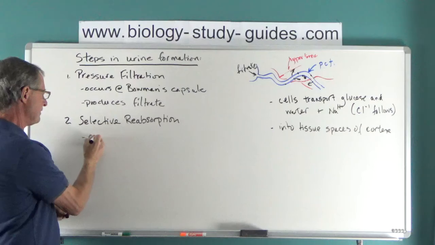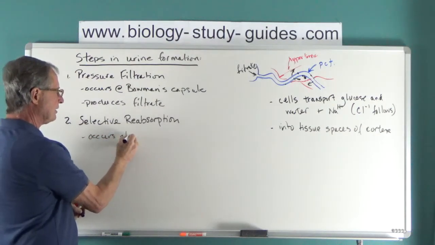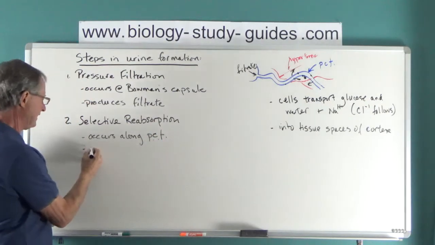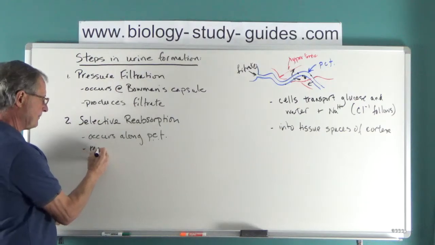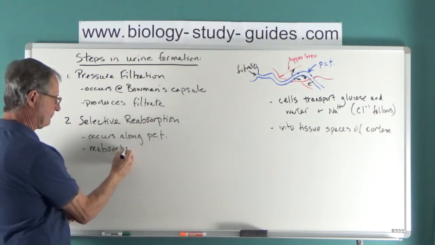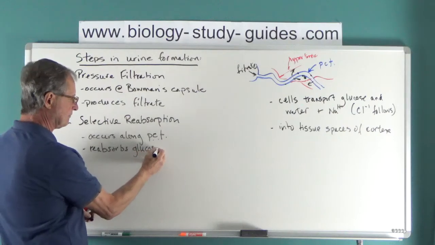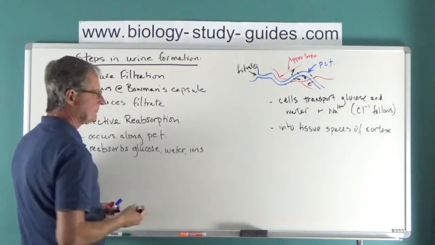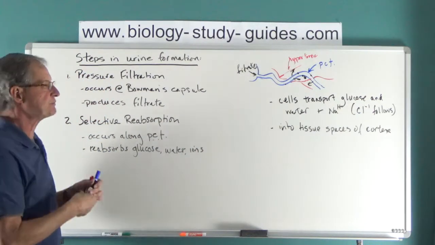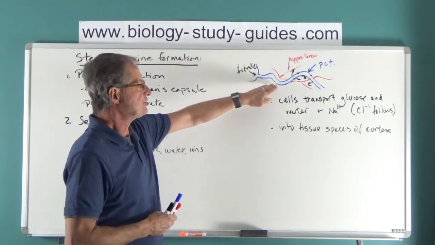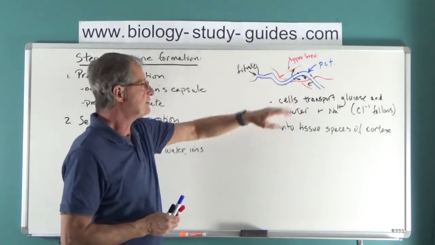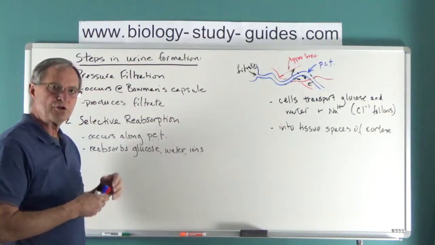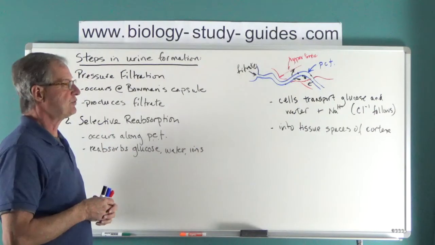And it occurs along the proximal convoluted tubule, and it reabsorbs glucose, a little bit of water, some ions, and things like that. Notice there's no urea. Urea is part of the filtrate. It stays inside the tubule, and in fact, with the removal of that little bit of water, the urea begins to become a little bit more concentrated.